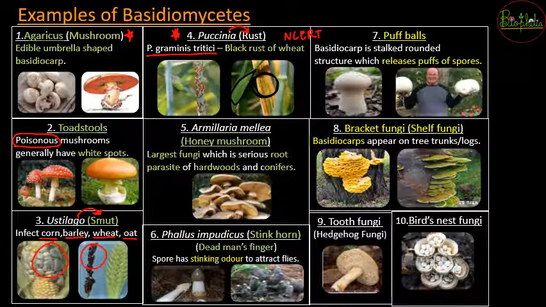Now the criteria behind showing you all these examples was to understand which name comes from which group. For example, if in the exam you see bracket fungi or shelf fungi, you should know which group of fungi it belongs to, so you should not have any sort of confusion, meaning it should not feel new to you.